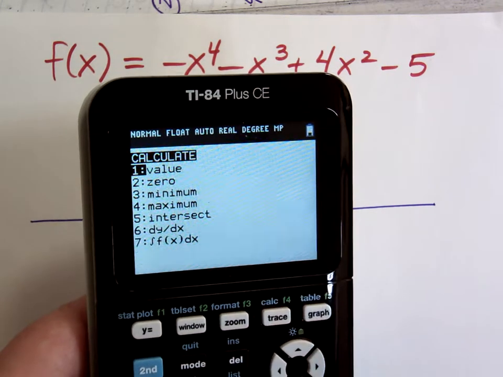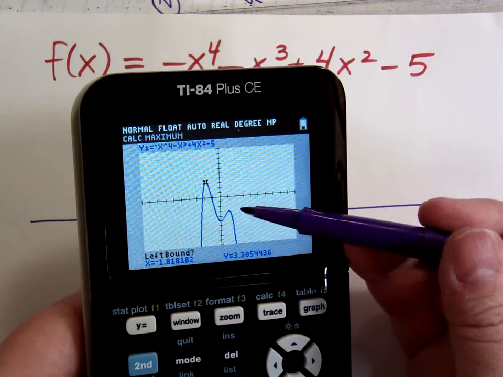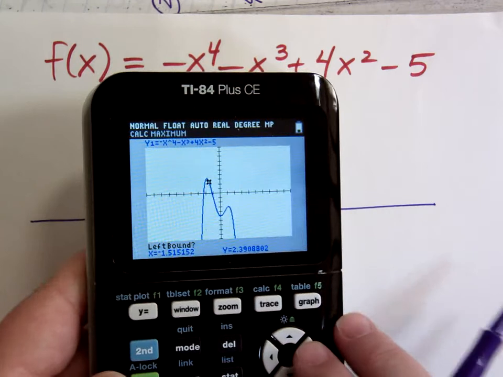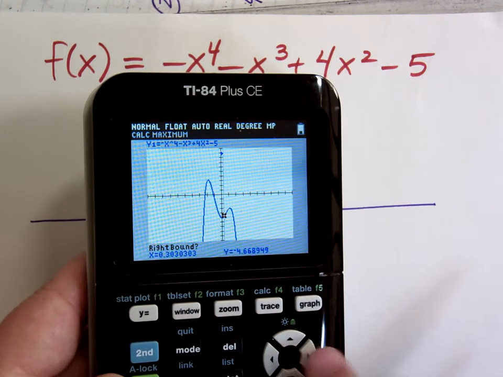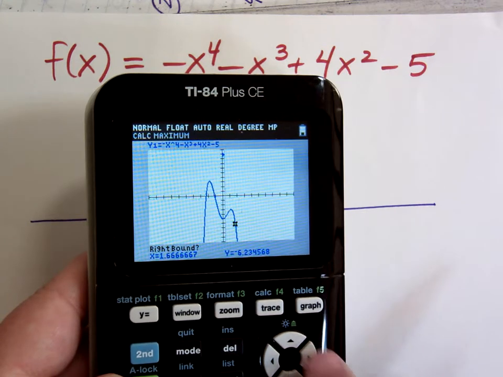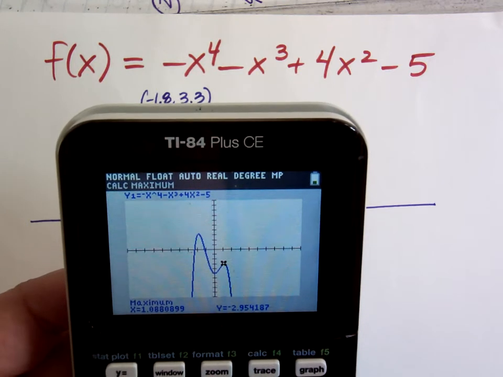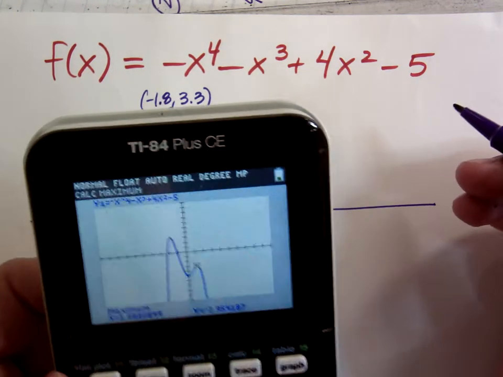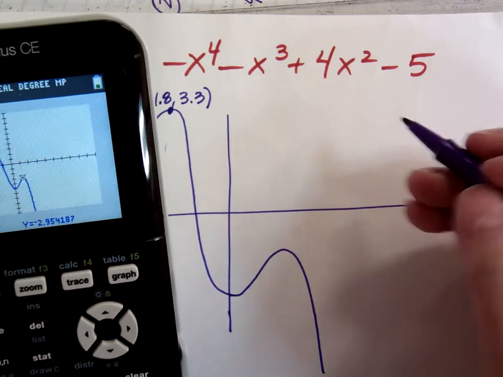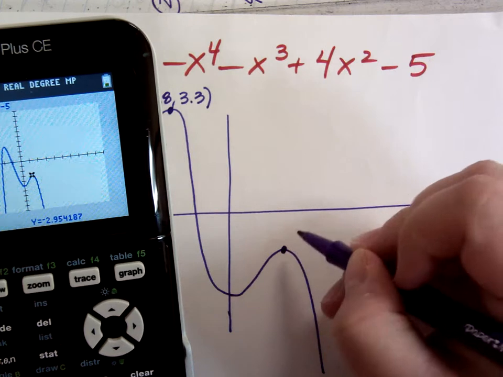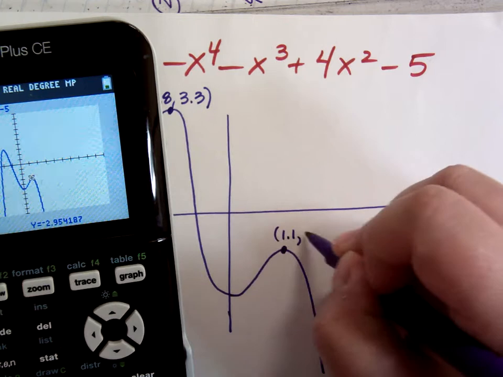Okay, let's go ahead and find the other max. Second trace, max. And the other max is over here, so I'm going to come over to that little mountain top, go to the left of that mountain top and press enter for left boundary, then to the right of that mountain top and press enter for the right boundary, and that one's at 1.1 for x and negative 2.95. If I'm rounding to tenths, negative 2.95 actually goes all the way to negative 3. So it's 1.1, negative 3.